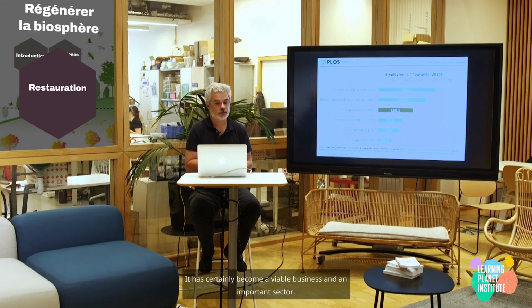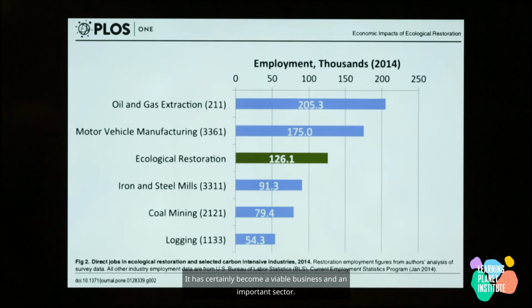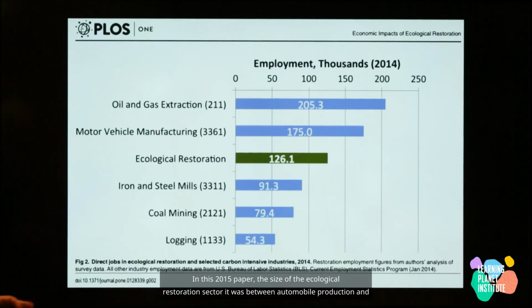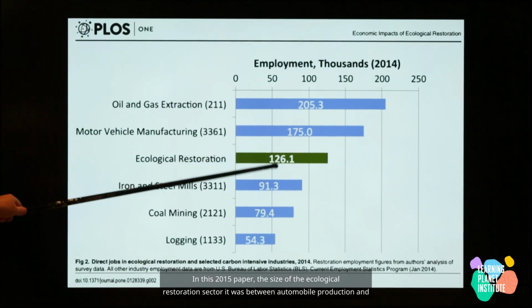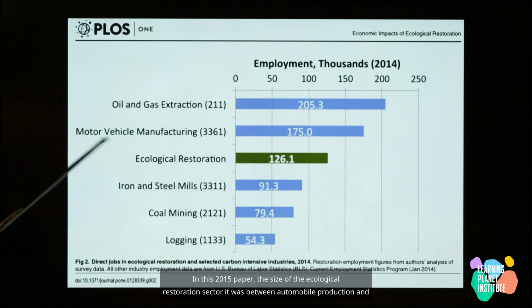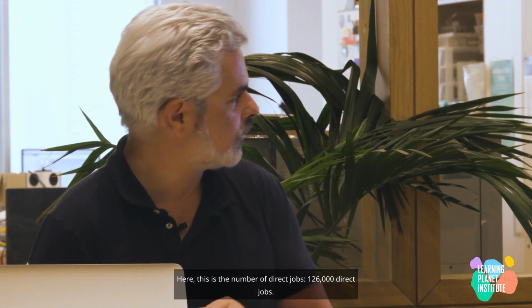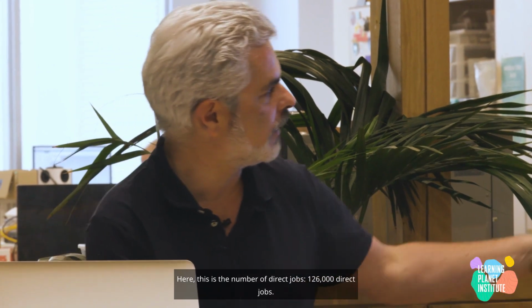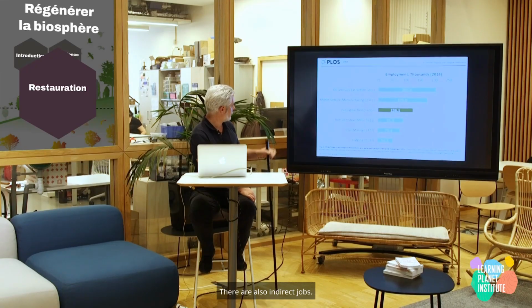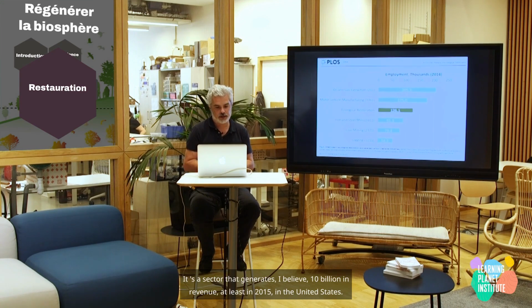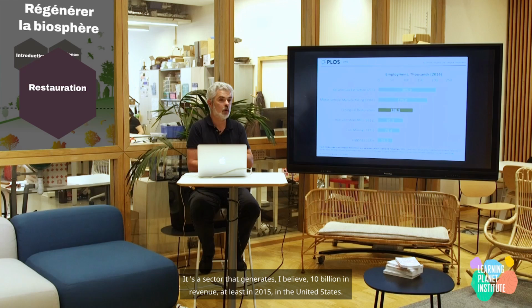It has certainly become a viable business and an important sector. In this 2015 paper, the size of the ecological restoration sector was between automobile production and steel production in the United States. So it is still a significant sector. Here, this is the number of direct jobs, 126,000 direct jobs. There are also indirect jobs. It's a sector that generates, I believe, 10 billion in revenue, at least in 2015 in the United States.